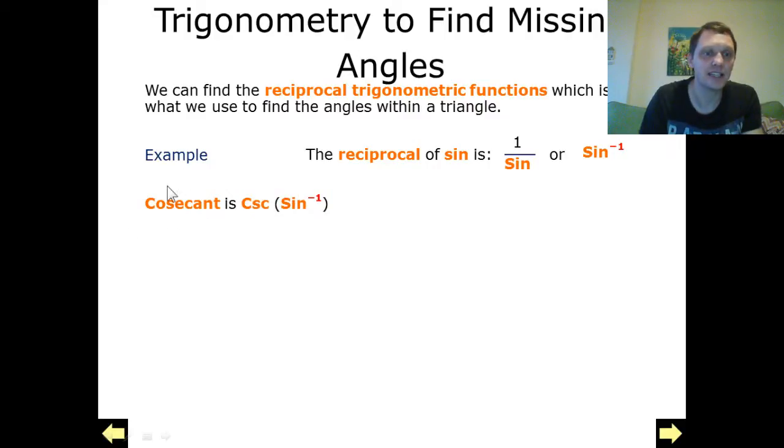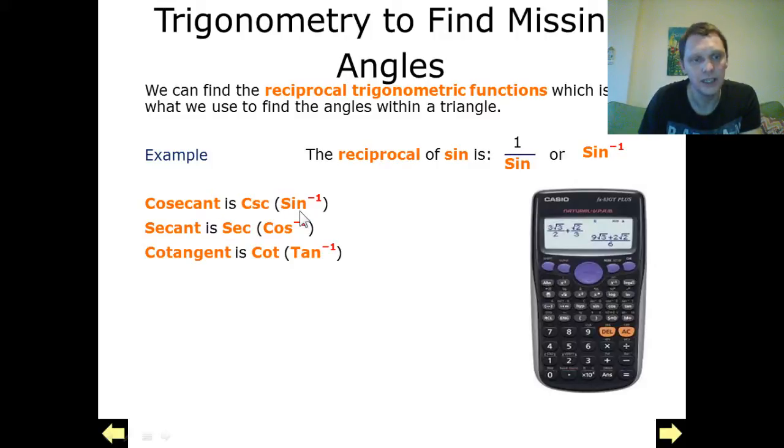So key things that we've got to remember is that cosecant, or CSC, is sine to -1. It's the reverse of sine, it's the reciprocal of sine. Secant, which some of you might see on your calculator as sec, or maybe even cos to the power of -1. And cotangent, or cot, you might see on your calculator as tan to -1, or you might see it as cot. Now, I'll show these on a Casio calculator.